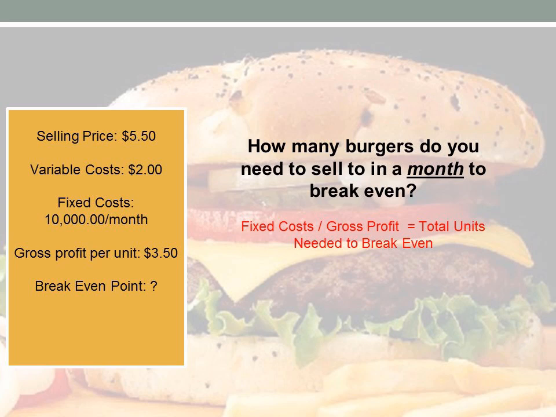So now let's think about how many burgers you need to sell in a month to break even. So our selling price is $5.50. We have our variable cost of $2, and we have fixed cost expenses of $10,000 a month. So in order to do this, remember we take our fixed cost, we divide it by our gross profit margin, and that's going to equal the total units that we need to break even.